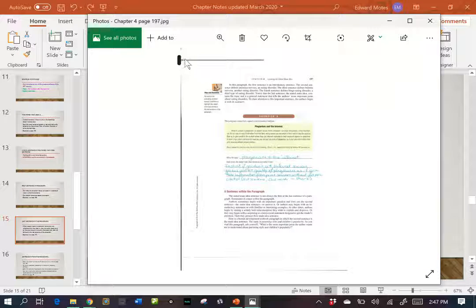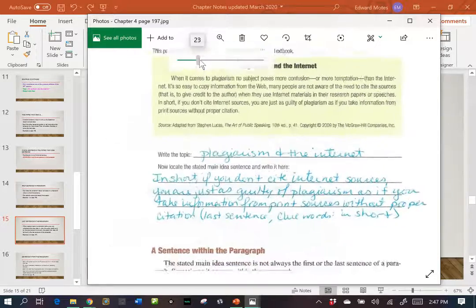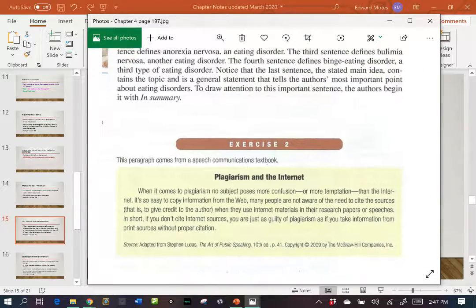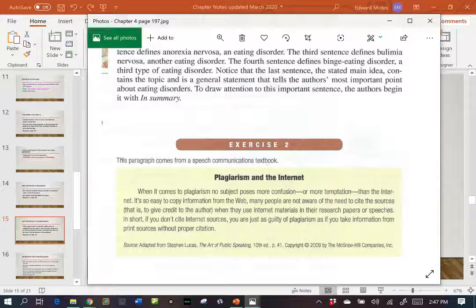Remember about how we pick out topics. This exercise has a title. So a lot of times our headings or titles could be the topic of the sentence. It says plagiarism and the internet. When it comes to plagiarism, no subject poses more confusion or more temptation than the internet. It's so easy to copy information from the web. Many people are not aware of the need to cite the sources, that is, to give credit to the author when they use internet materials in their research papers or speeches. In short, if you don't cite internet sources, you are just as guilty of plagiarism as if you take information from print sources without proper citation.